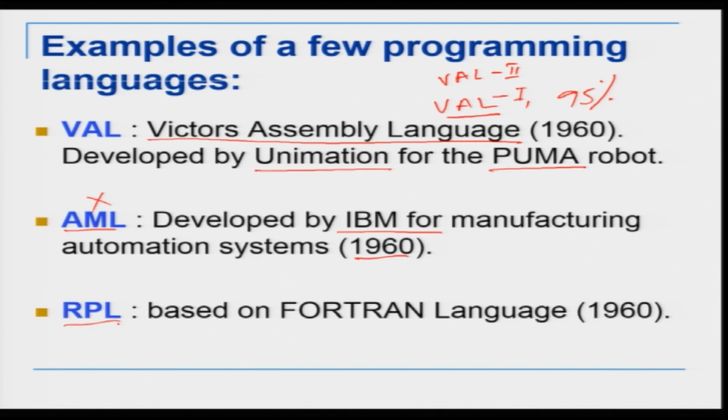The other language was RPL. This is also from about the 1960s, and it is a Fortran based language. It was developed by other robotics companies. Now, these companies are no more there. So, AML and RPL are no more there. Today the majority of the robot manufacturers use some derivative of VAL. So, here we will be studying VAL language. We will see how to write a program in VAL language, then we will go to the lab and see actual application of a Puma robot using VAL language.